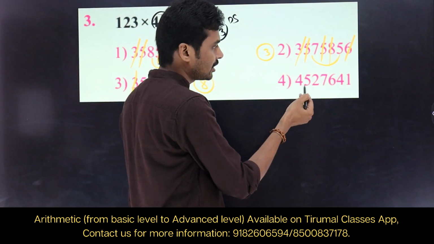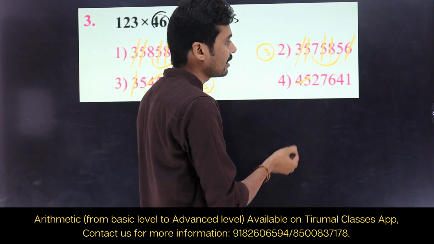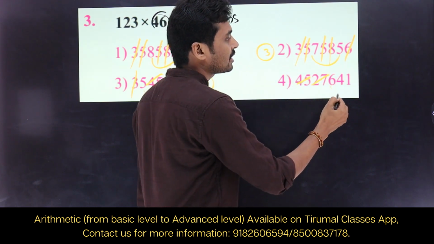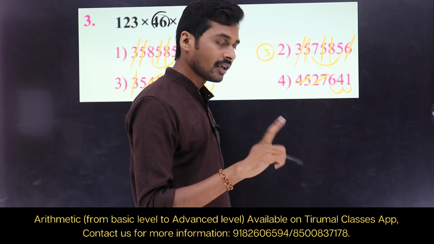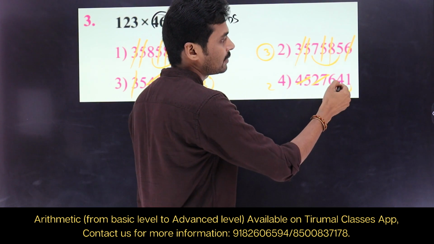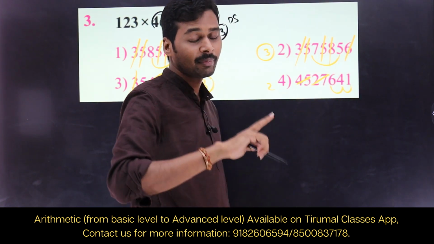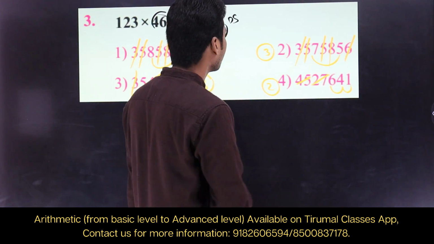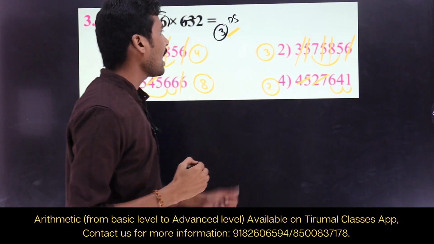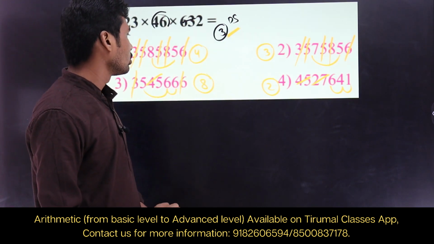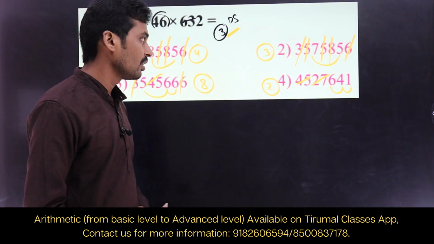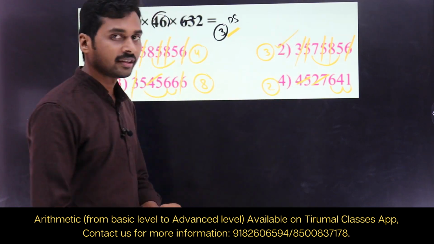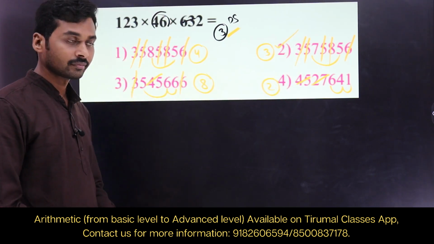Now for this fourth option, 4 plus 5 is 9. 7 plus 2 is 9. 6 plus 4 is 10. 10 plus 1 is what? 11. 11 means that what is the digit? 1 plus 1 is 2, the digit sum. So for the main problem we have the digit sum is 3. So in which option we have the DS value is 3? The second option, right? The second option is the right option.